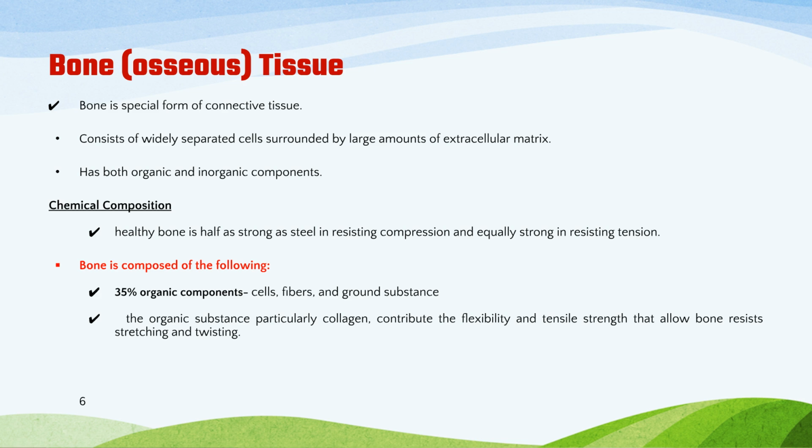Next, we examine bone, or osseous, tissue. Bone is a special form of connective tissue that consists of widely separated cells surrounded by large amounts of extracellular matrix. It features both organic and inorganic components. Regarding its chemical composition, healthy bone is half as strong as steel in resisting compression and equally strong in resisting tension. Looking closer at its makeup, bone is composed of 35% organic components, which include cells, fibers, and ground substance. This organic substance, particularly collagen, contributes the flexibility and tensile strength that allow bone to resist stretching and twisting.